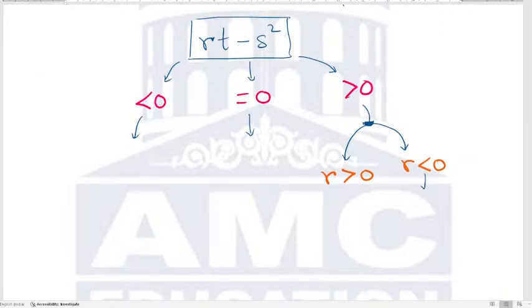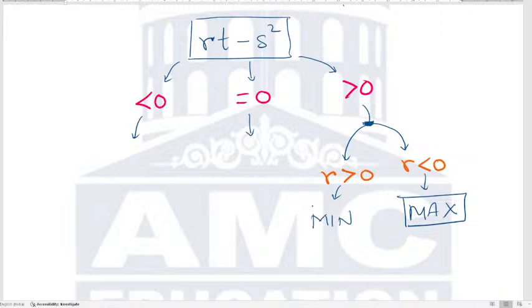Now, this flowchart is extremely important. If we have r less than 0, we will say that we have reached a maximum. If we have r greater than 0, we will say we have reached a minimum. Then, this is the case where we are considering that.